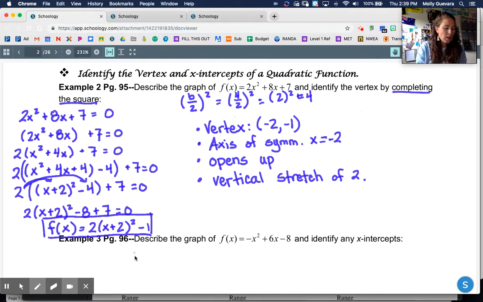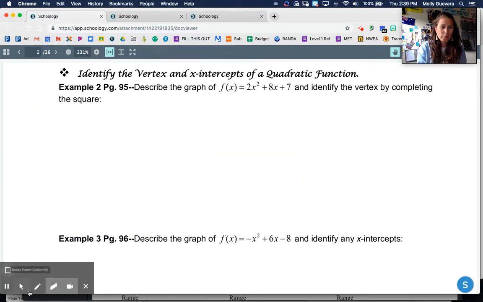Okay, so let's do another problem that involves completing the square.